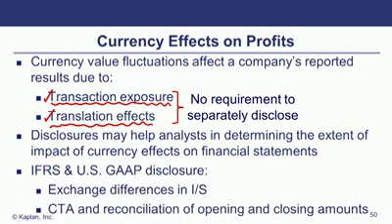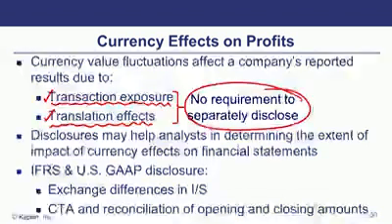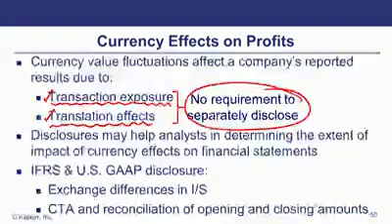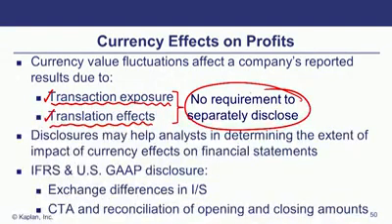Problem is, there's no requirement under US GAAP and IFRS to separately disclose them, so they can be grouped together. Now the problem is, as an analyst, I want to see them separate because I really want to either praise or criticize the company on its transaction exposure, but I don't really care so much about translation effects. Now, as it happens, most companies will voluntarily split transaction and translation in their footnotes, but there's no requirement to actually do so.